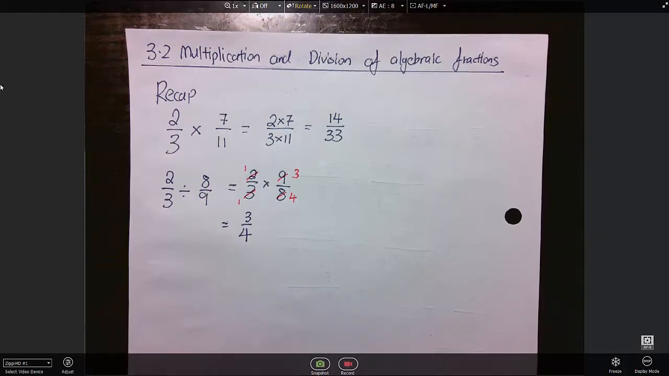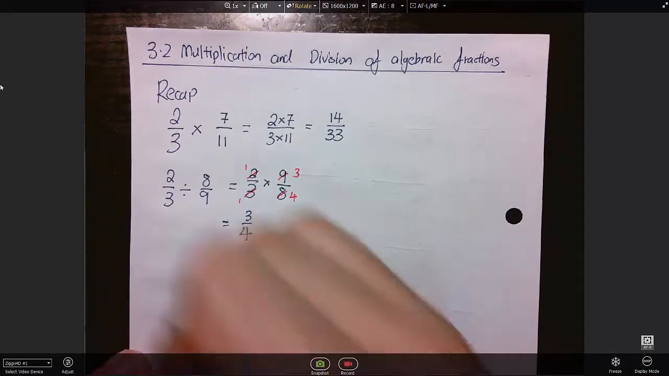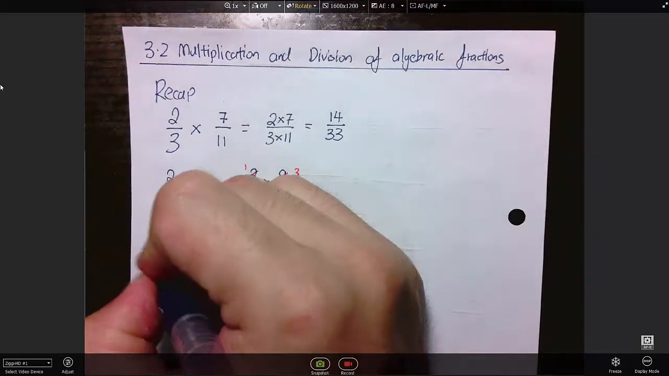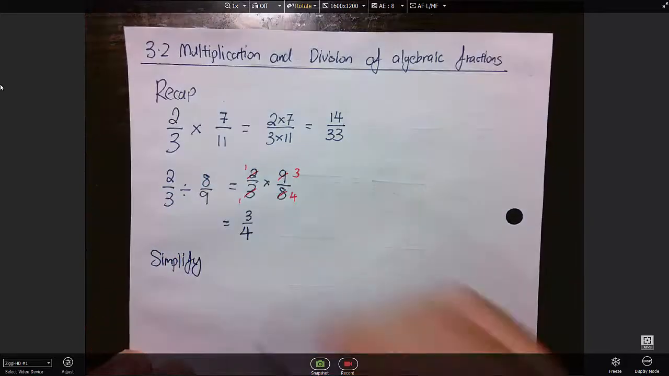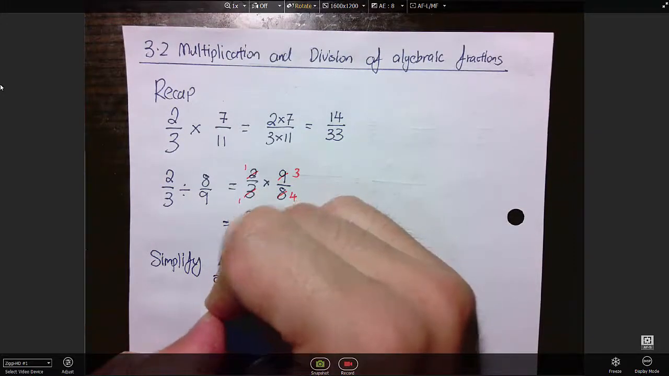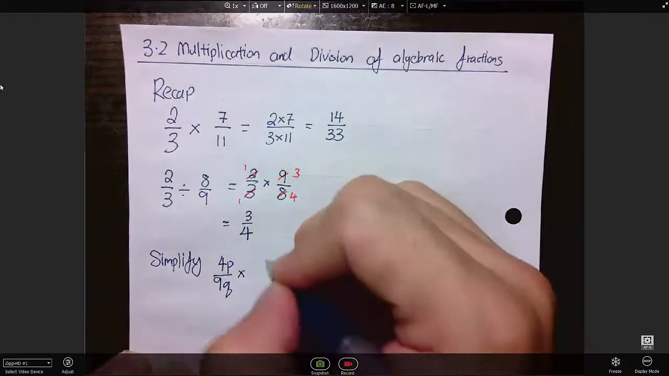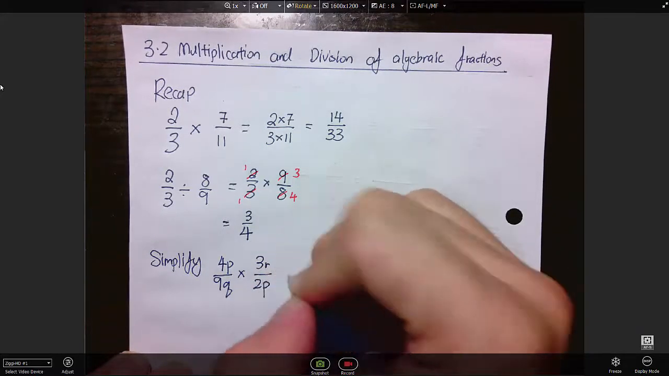Now we'll see how we can apply this to secondary school. I will give you a few examples as usual. The first example that I want to give you is this. First we'll say simplify: we have 4p over 9q multiplied by 3r over 2p.